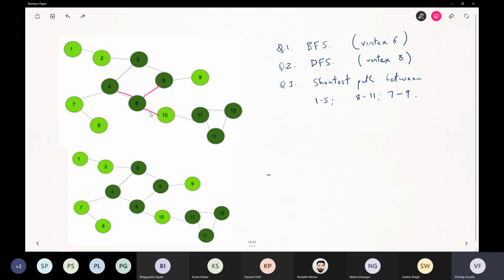So again we are doing BFS. Let's start with 4. Since these are numbers, we have to start in some order. Let's do it in ascending order. Okay. So from 4, what all edges can you draw without forming a cycle? You can draw this one.